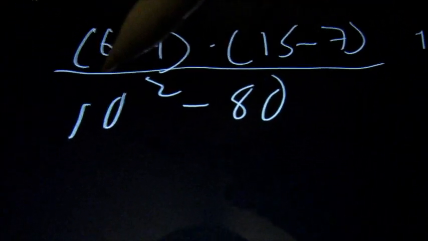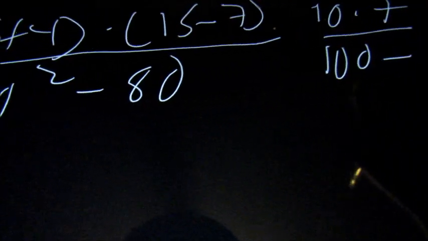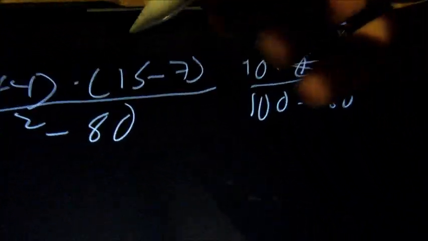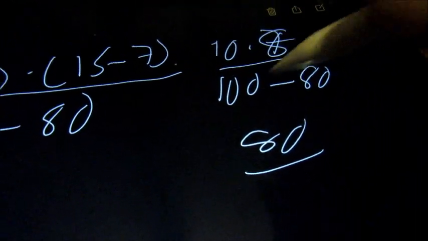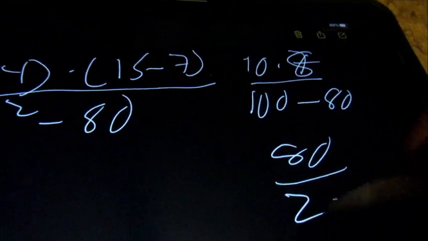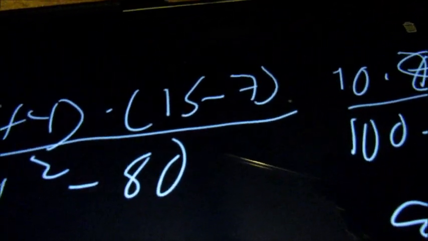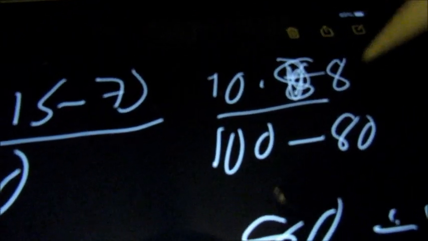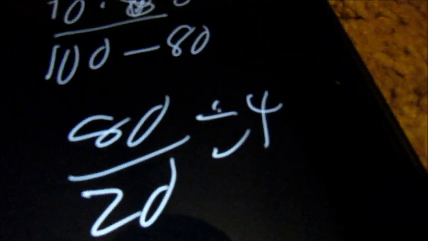And that's over. In here, we have an exponent. So we're going to say 10 squared is 100, and it's minus 80. So now we can do what's on top. 15 minus 7 is 8. So 10 times 8 is 80. 100 minus 80 is 20. And 80 divided by 20 is 4. So I goofed here. 15 minus 7 is 8. So we should have 10 times 8 over 100 minus 80. We'll have 80 divided by 20 equals 4.